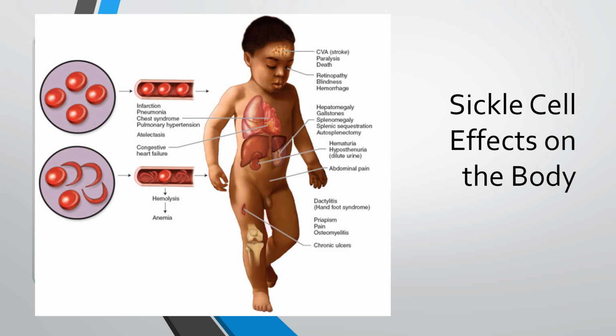Dactylitis, you can see there is a swelling of the hands. A lot of times they just have like those big sausage fingers. So you can see all of the different effects that sickle cell can have on our bodies.